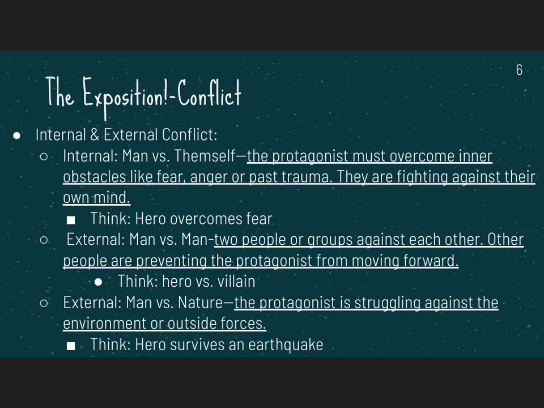After characters and settings, there's the conflict. There's usually either an internal or an external conflict. Internal is man versus themselves. They're fighting against themselves. They must overcome fear, anger, or past trauma. They are fighting against their own mind. Think hero overcomes their fear. External is man versus man. 2 people or groups against each other. Other people are preventing the protagonist from moving forward, so think hero versus villain.